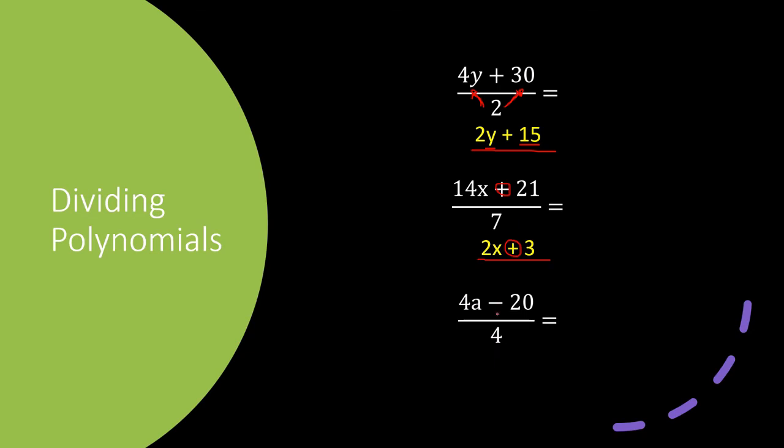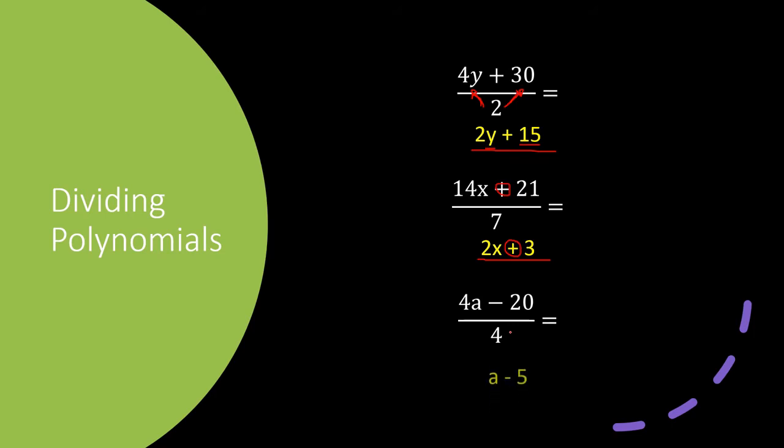So now it looks like I have a negative symbol in here. Not to worry, my friends. We're just going to move this negative symbol over. So for example, right here, the 4 goes into the 4 one time. We're going to move the a over. And then the 4 goes into the 20 5 times.